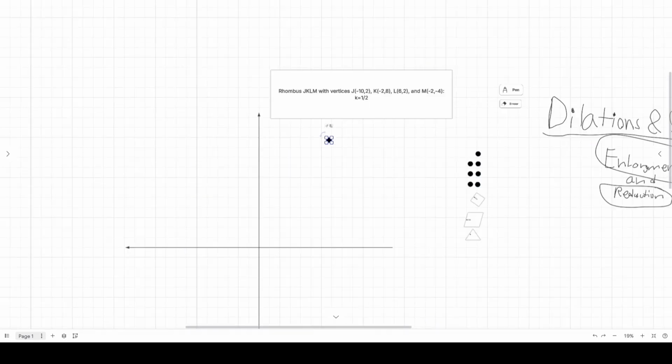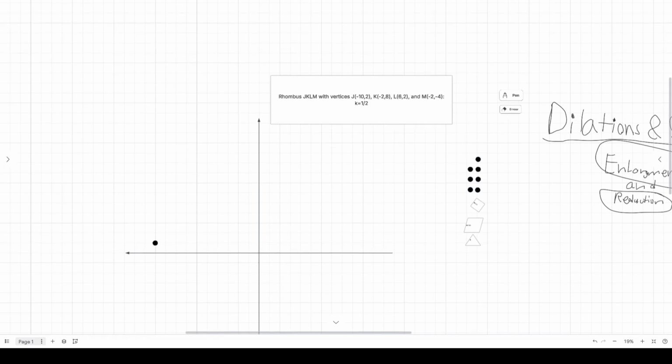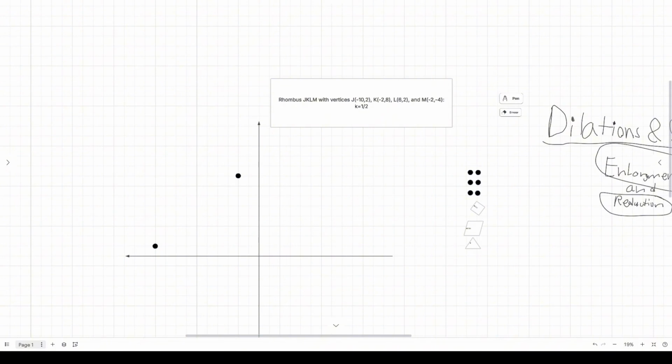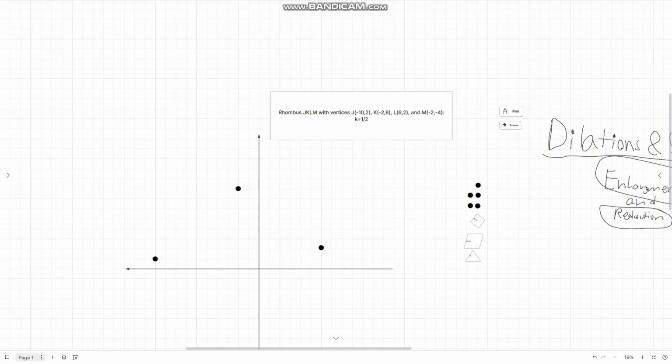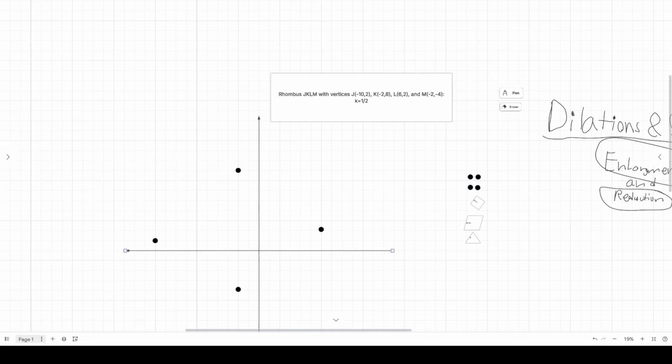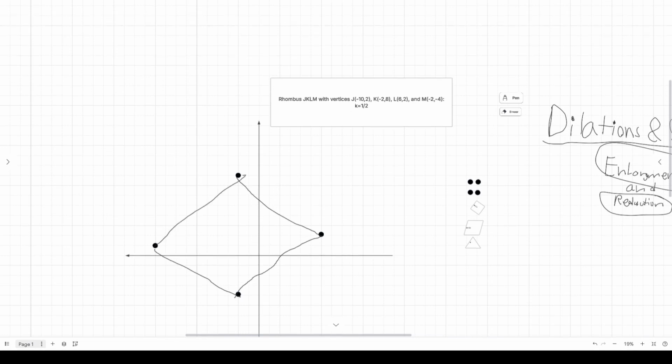Next, we'll be plotting the points. For J, we have (-10, 2). Our next point is K, (-2, 8). Our next point is (6, 2). Our next point is (-2, 4). After we have placed the points, you can see that our image looks like a square, or actually a rhombus. Now, we'll be adding our scale factor to the points we have.